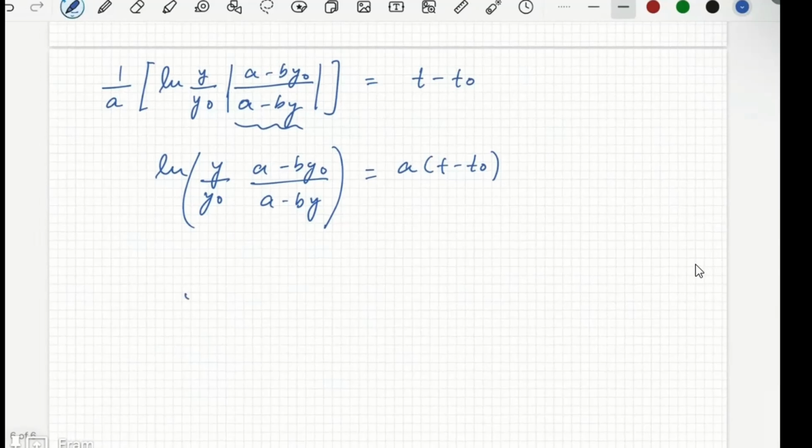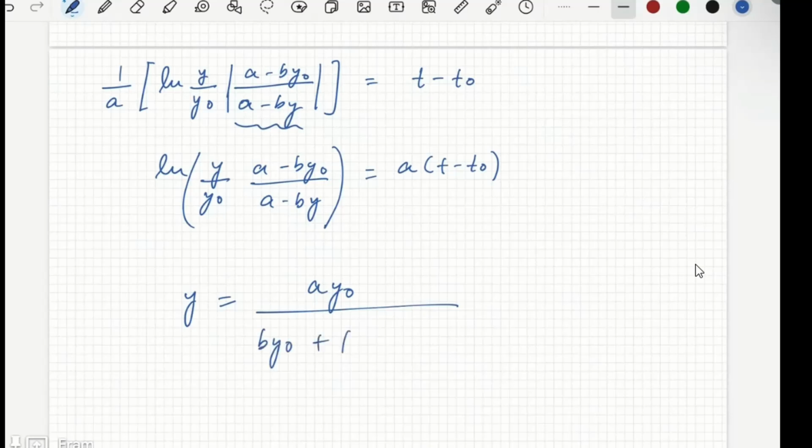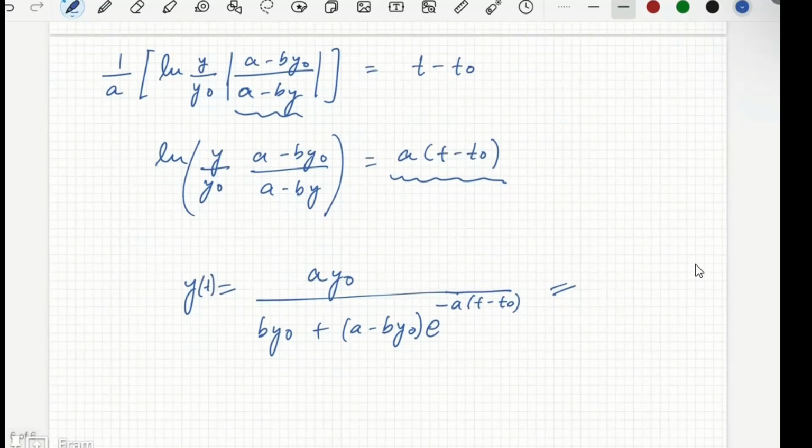So when we solve it, we will have a form a y naught divided by by naught plus a minus by naught e to the power minus a t minus t naught. Okay, you can just remove this logarithm by taking exponential of this and then solve for y. You will get this form of expression. So this is the solution y of t given the initial condition y naught at time t naught.